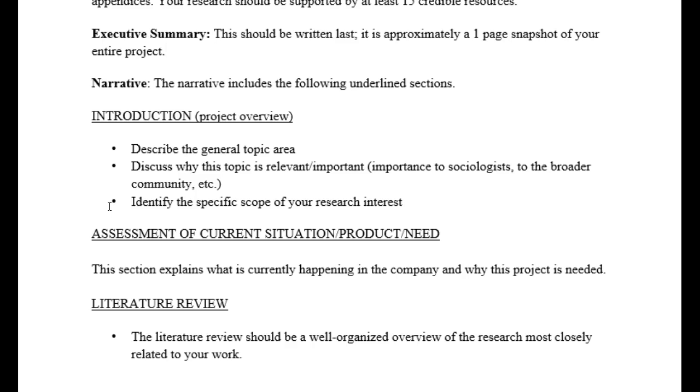Then you get to tell us what's happening in the company and why this project is needed. Okay, so up here you've been pretty general in talking about why this is a problem and how much of this you're planning to research. This tells us what's going on actually in your company. What's happening and why is it a problem? Why is this needed? So that is the introduction to your project.